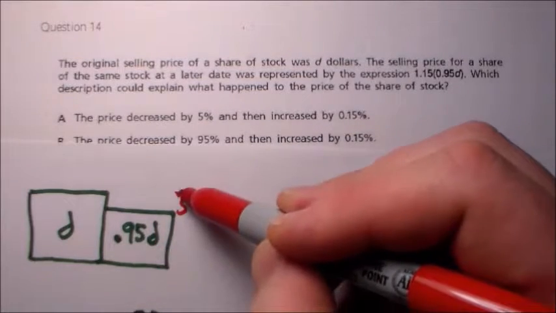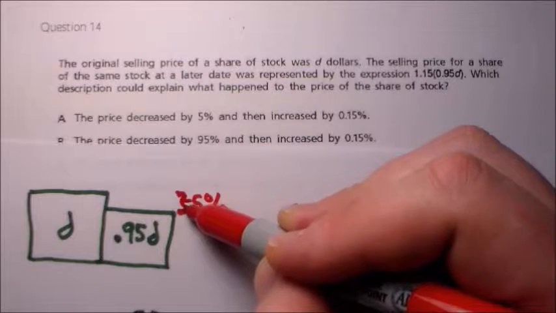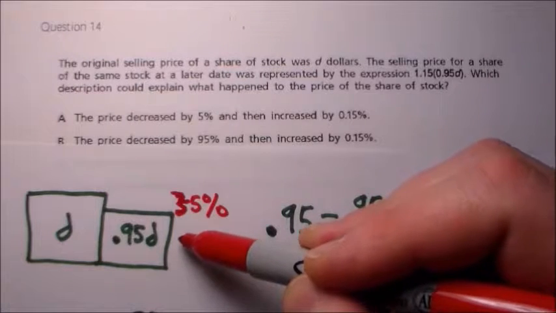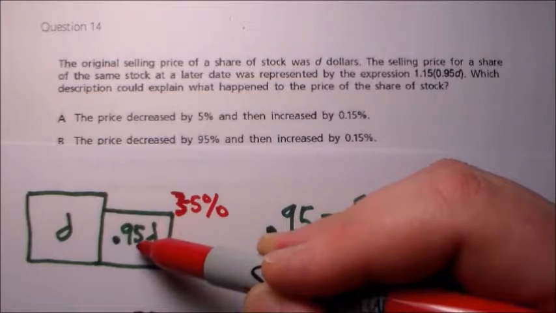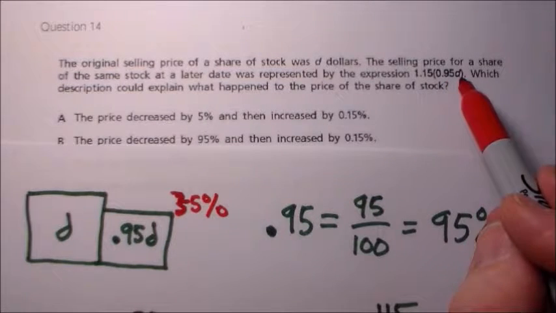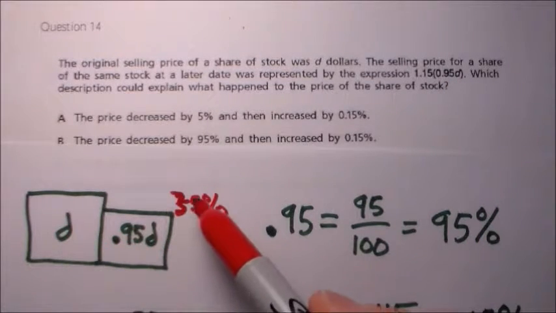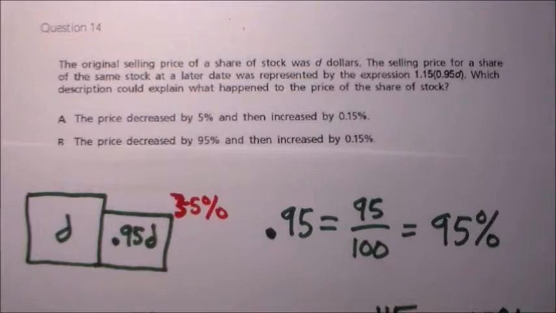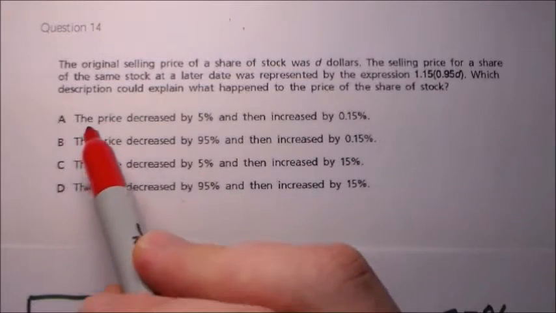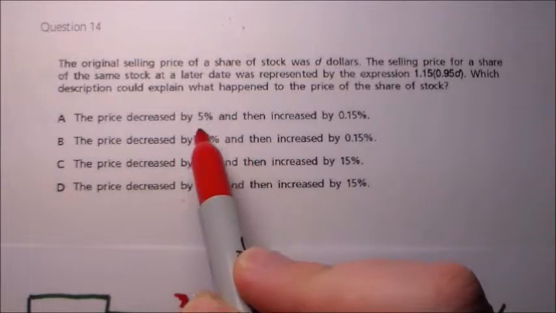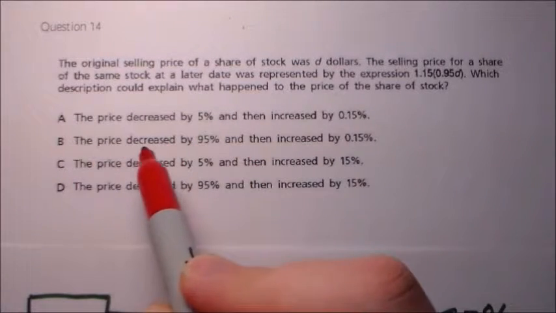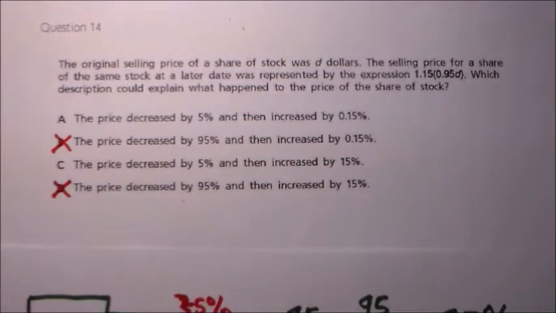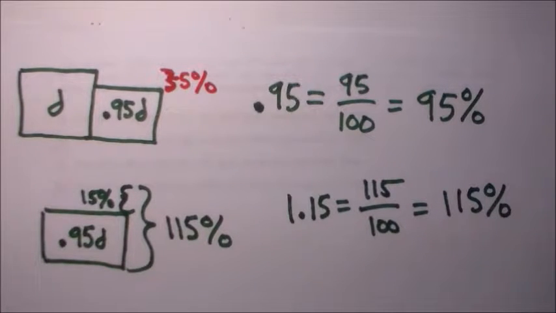But here we are given this, but by now, because we've been doing this for a little while, hopefully it's not too foreign to us that we have a 5% decrease to get to 0.95D. So what is 0.95D all about? Well, it says you have D and then you'll lose 5%. So the first thing we have is a decrease by 5%. So look at our answers here. The price is decreased by 5%. Okay, that makes sense. That's still in play. The price is decreased by 95%. Nah, that's just silly. And this is silly. So we're down to A and C. Our answer is going to be either A or C.